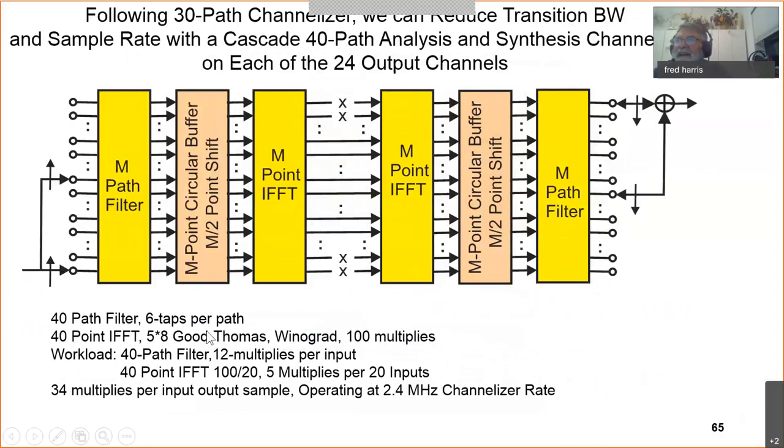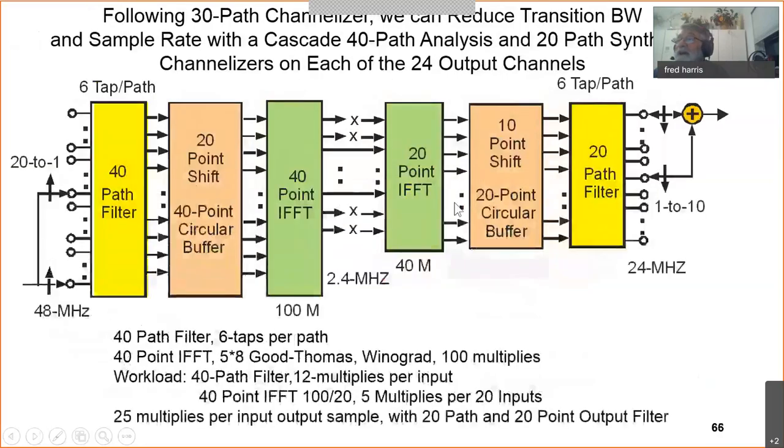And if we do that using the example of a 30-path filter, it costs us 34 multiplies between input and output to do the 2-to-1 downsampling. Now, since we've done the 2-to-1 downsampling, we can also do a 2-to-1 reduction in bandwidth. That means this filter doesn't have to be the same length as that filter. So we can cut the bandwidth in half because we cut the sample rate in half. So now we're down to 25 multiplies and adds to do the 2-to-1 downsampling at the low sample rate of every one of the channelizers that came out of the first channel. We're not going to worry about this anymore.